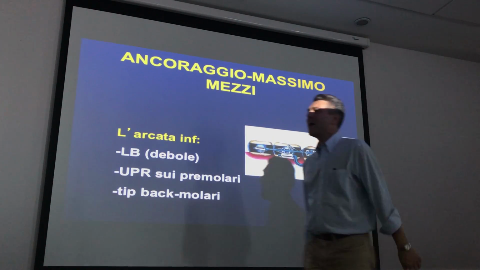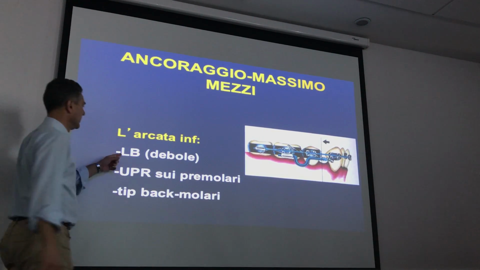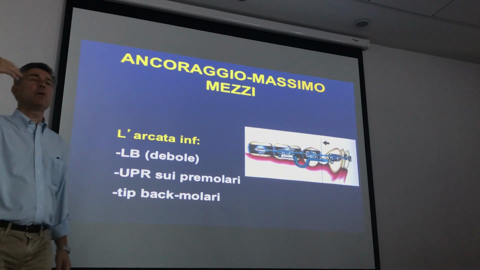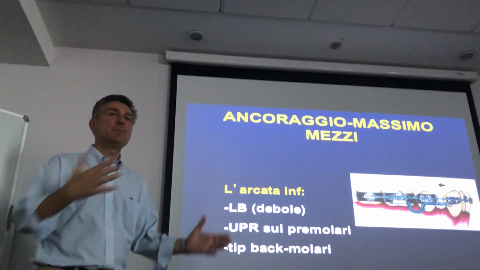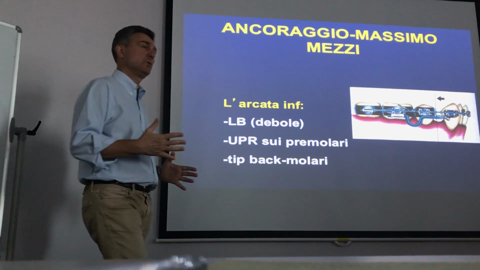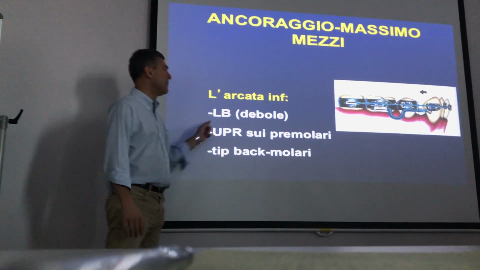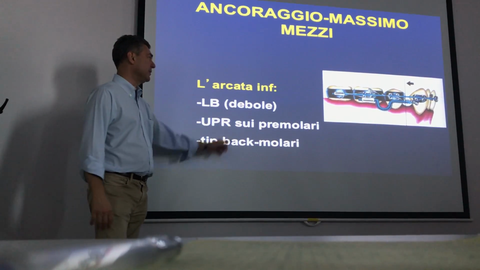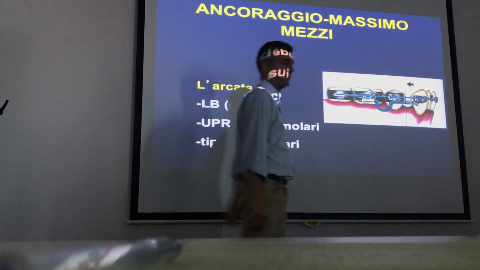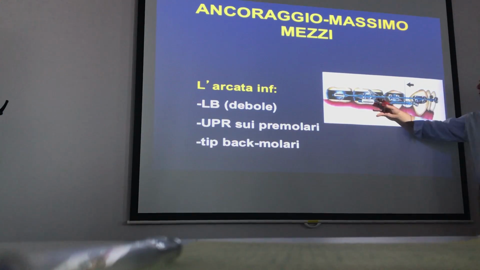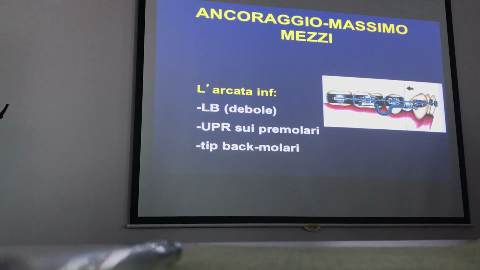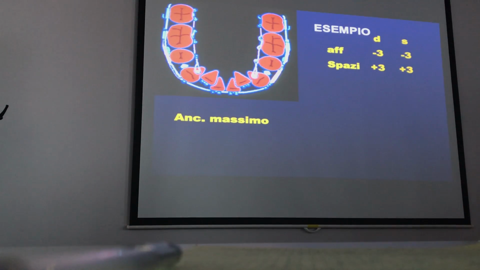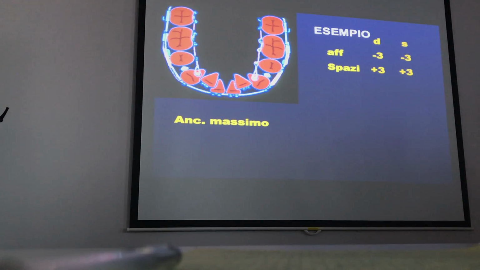So how can we anchor the lower arch? You see, I always talk about anchorage. I never talk about movement. I talk about anchorage as the most important thing. All the treatment plan is made to understand what type of anchorage you have to use. In the lower arch: lip bumper, upright springs on the molar, and tip back on the molars. We use all possible anchorage on the back, if we have to have maximum anchorage.